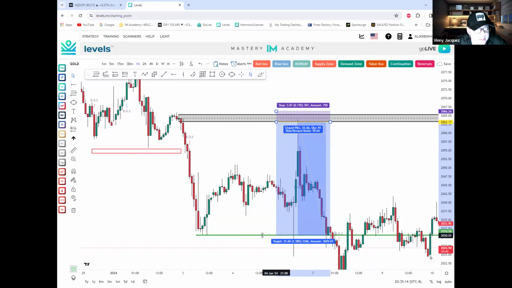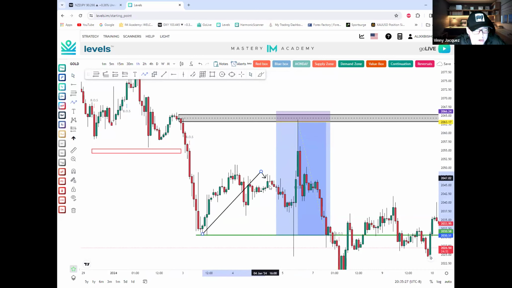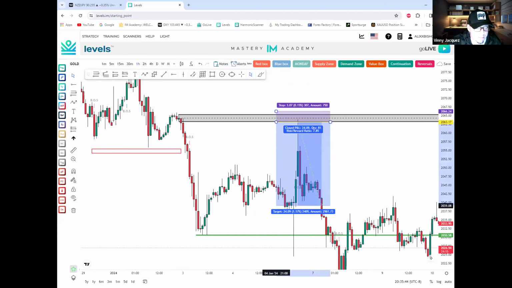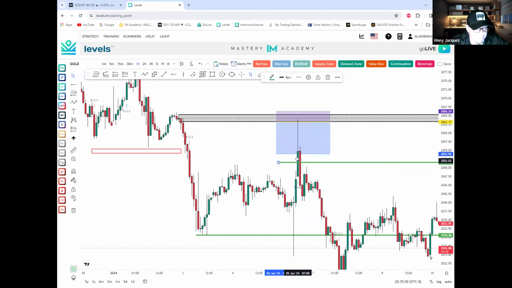Now we want to go ahead and take this out. This is a pretty good example because we don't really have much structure on the way up. We would like to see some type of structure on the way up to find more partial zones, but we don't really have that. So we're going to have to drop down on a lower time frame to see if there's any type of pullbacks. This is easily a 1 to 10. With that being said, now that I see there's not much partial points, I'm going to pull it back to 1 to 3 and give me a partial point right there.